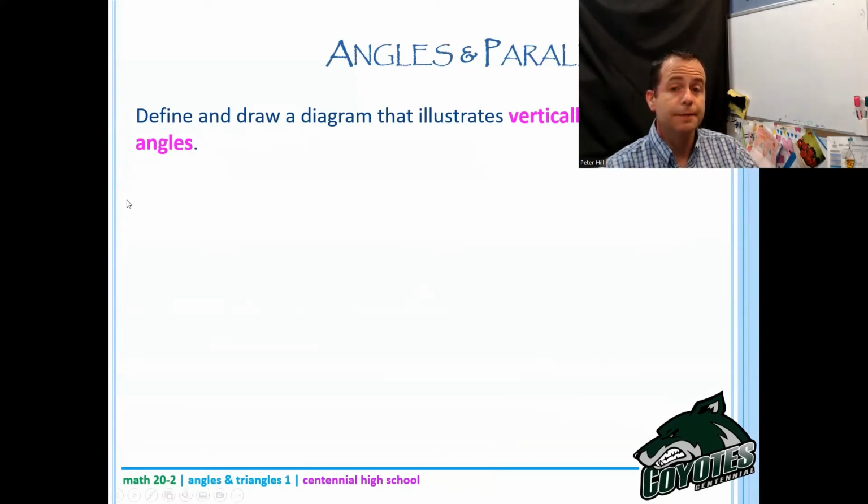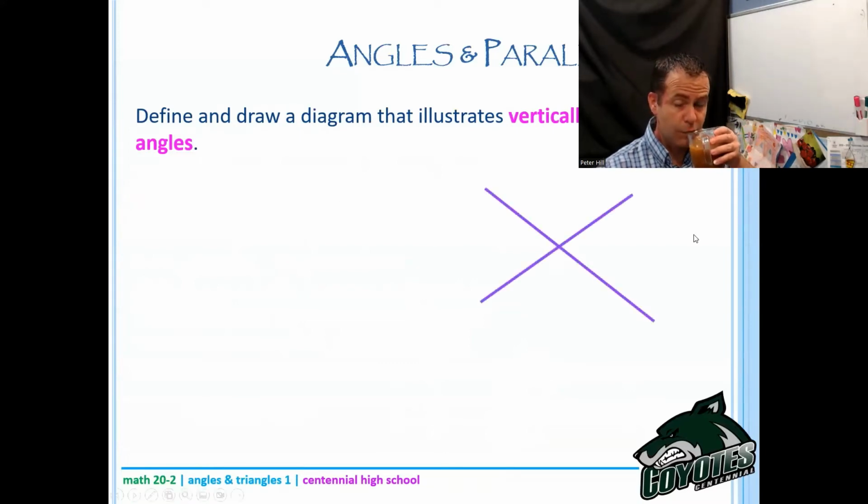Okay, define and draw a diagram that illustrates vertically opposite angles. Vertically opposite angles just have an X. They're just two intersecting lines. There's no parallel, there's no transversal, just two intersecting lines. And then what happens is the corners that are opposite of each other always equal each other. So here I've labeled these as theta. That's one way to represent an angle. And then this side would also be equal to each other, so I've labeled those as alpha.